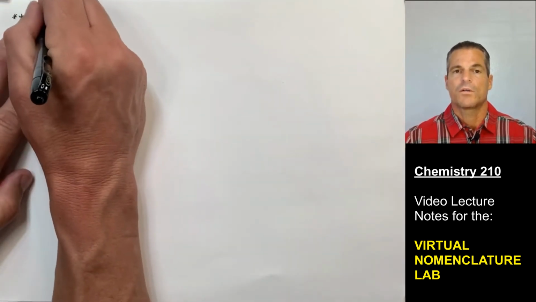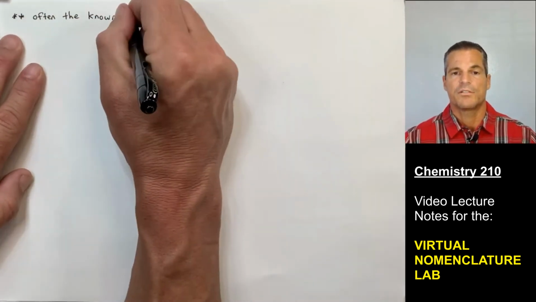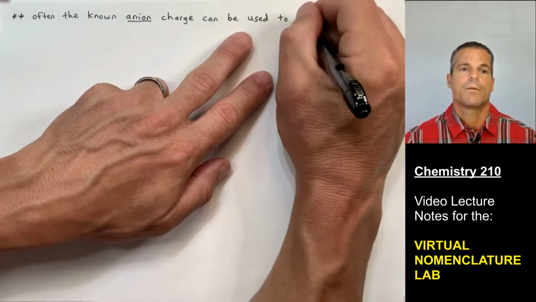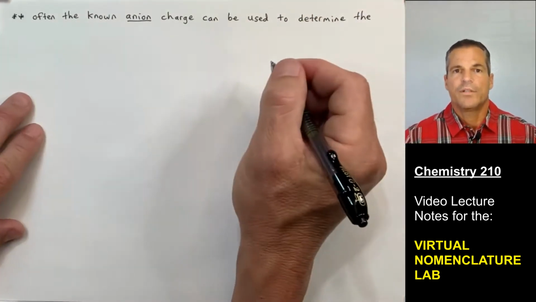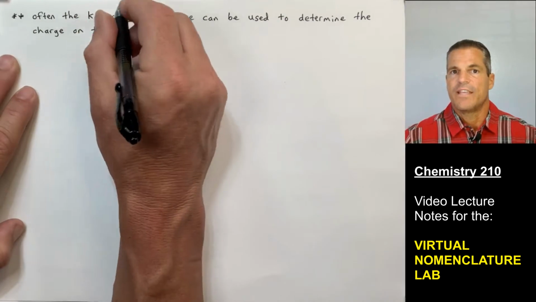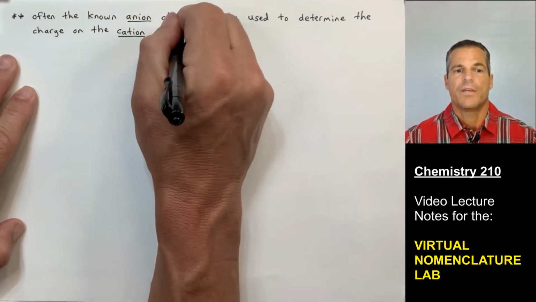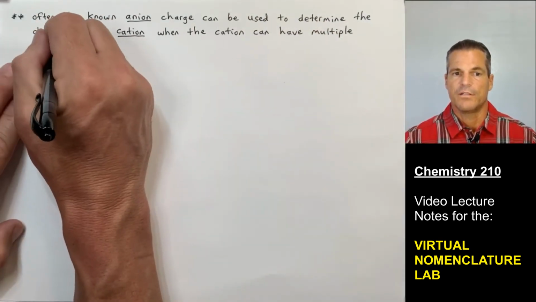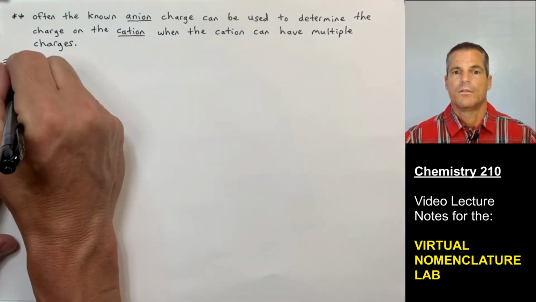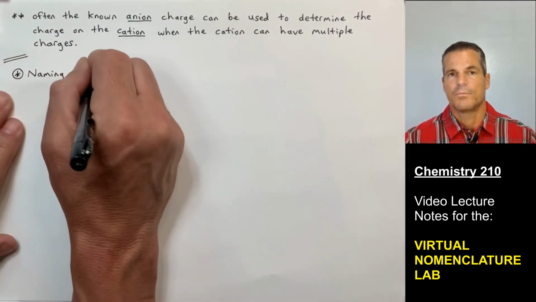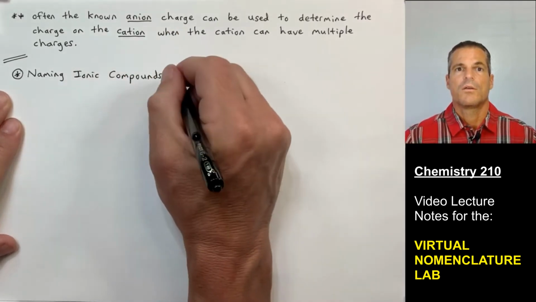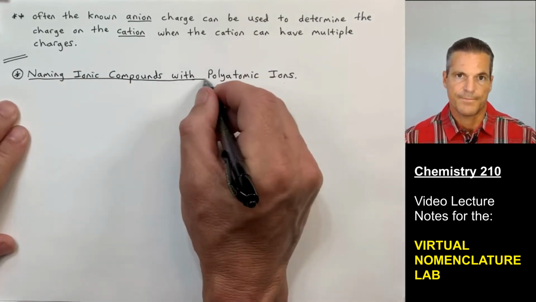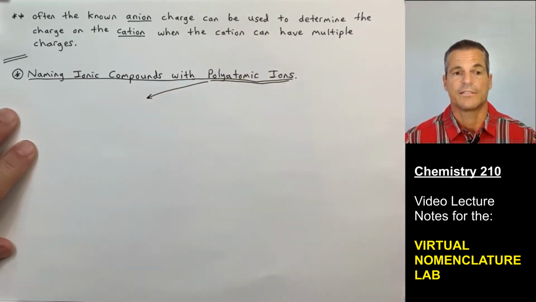So you really have to do some work when it's a transition metal. You can have multiple charges. Otherwise, you just read it. Cation named first, anion with an -ide ending. So what I was doing there on those examples is I was using the charge of the anion, wasn't I? So it says here in our notes on page 2, often the known anion charge can be used to determine the charge on the cation when the cation can have multiple charges. The cations that can have multiple charges are usually the transition metals, and those we talked about last time. We made a big list.